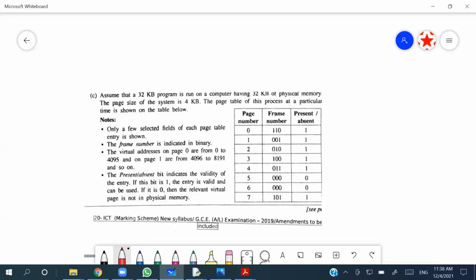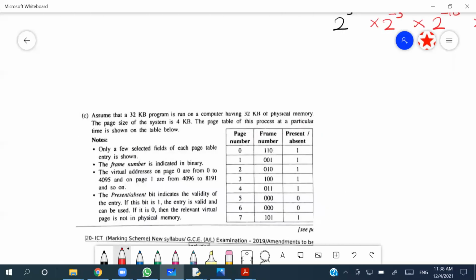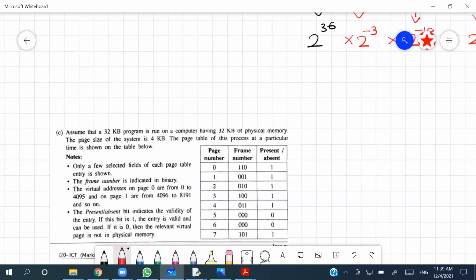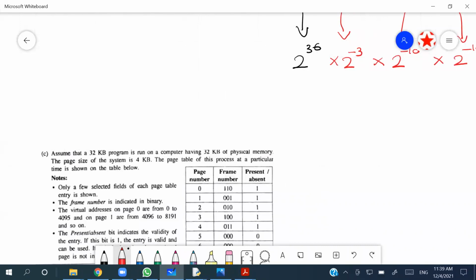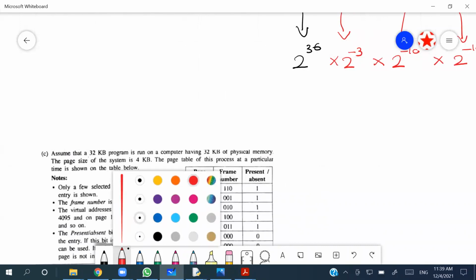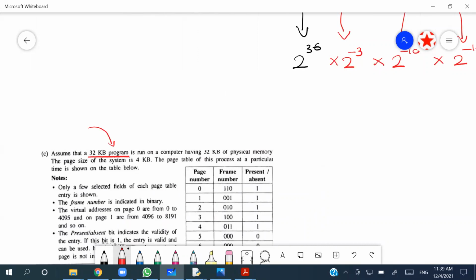Okay, the question says, assume that a 32 kilobyte program is run on a computer having 32 kilobyte physical memory, right? So a 32 kilobyte program will give you the idea of the logical memory. And 32 kilobyte of physical memory, it says straight away. So logical memory is 32 kilobyte, physical memory is 32 kilobyte as well. So the page size of the system is 4 kilobytes, it says.